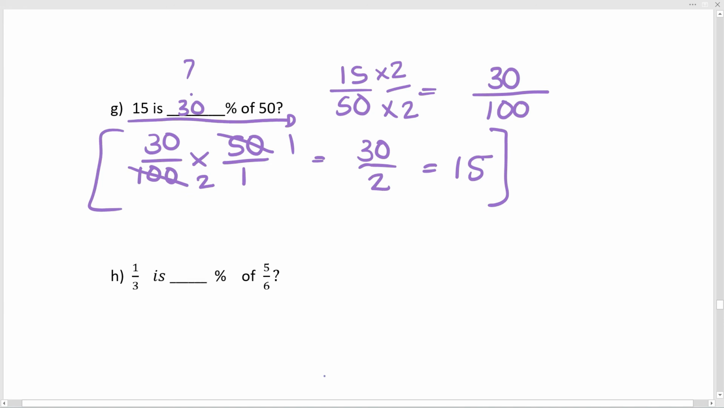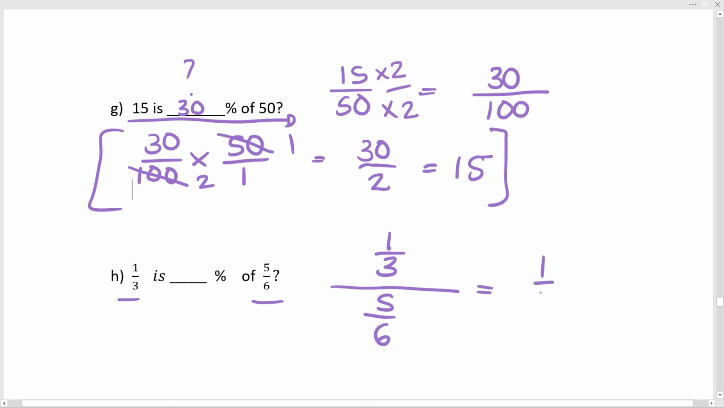The next question is a little harder because they want us to know what is the percentage of 1/3 out of 5/6. So they're saying 1/3 is what percentage of 5 out of 6. First we're going to put it as a fraction. But watch out here. We've got fractions within fractions. 1/3 out of 5/6.